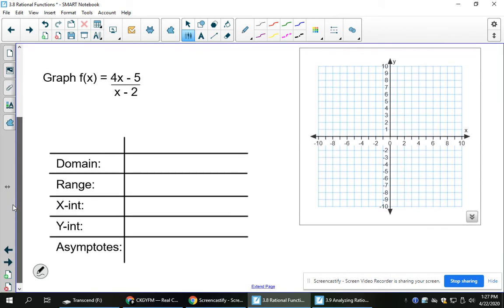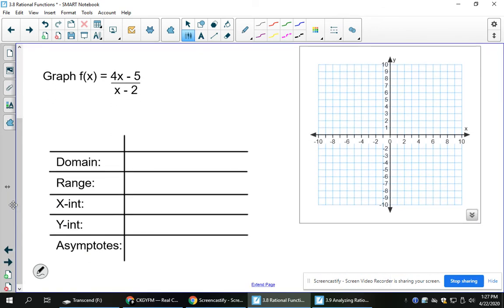Let's try this function. 4x minus 5 over x minus 2. This is a reciprocal function because it is a fraction. So for this function, we want to try sketching it, and we also want to state all of the characteristics. First thing I want you to tell me is, what are the NPVs for this rational equation? What makes the denominator 0?